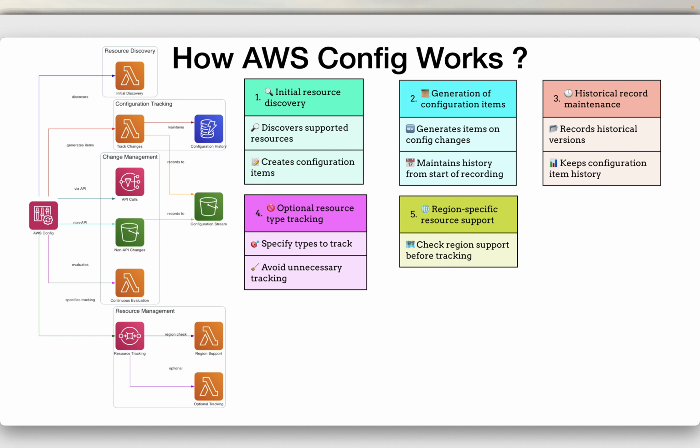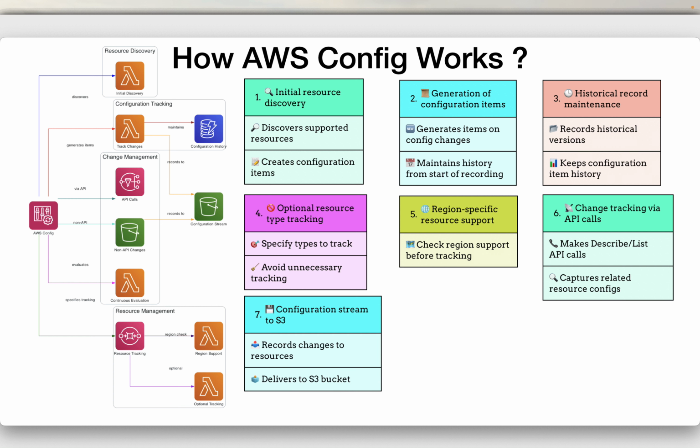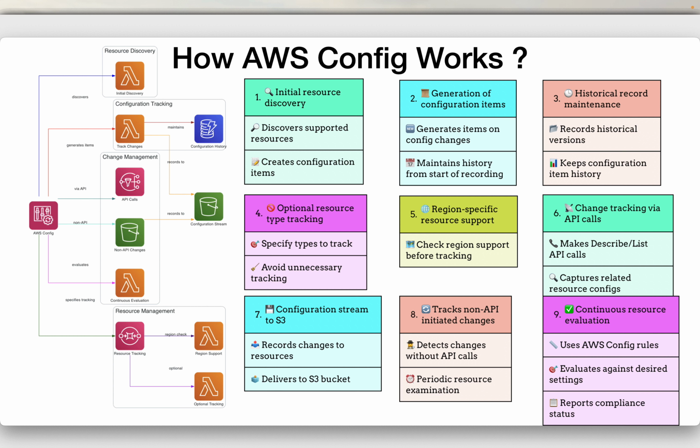Before tracking, it is important to check if the resource type is supported in your AWS region. AWS Config tracks changes to resources by making describe or list API calls, capturing all related resource configurations. Changes to resources and their related configurations are recorded and delivered to an Amazon S3 bucket. AWS Config also detects changes not initiated by API calls by examining resources periodically. Using AWS Config rules, the service continually evaluates resource configurations against desired settings and reports non-compliance or compliance.